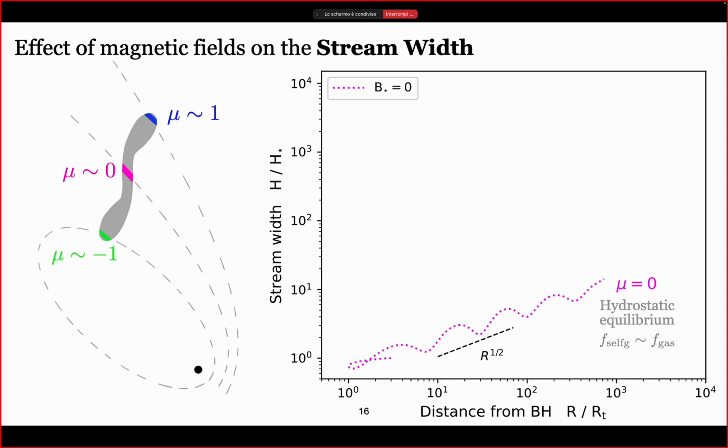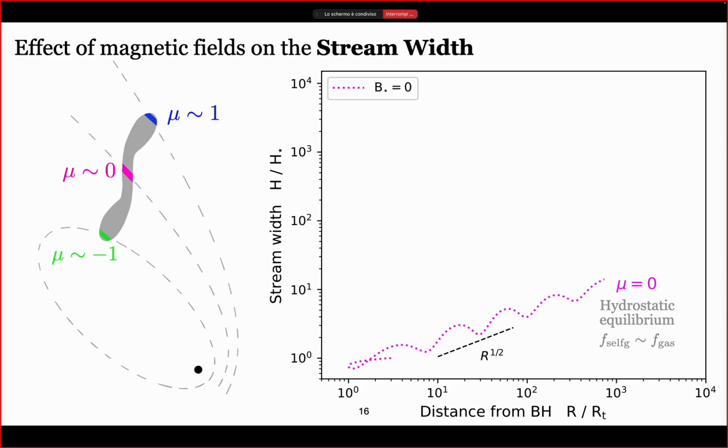So here, I show the result. On the y-axis, we have the width, and on the x-axis, the distance from the black hole, which you can also think of as time. In the end, it can be thought of as a temporal evolution. And here I start by showing the result in the case where we do not have magnetic fields, and for a parabolic stream section. As you can see, the width oscillates around the expected scaling from hydrostatic equilibrium, so r to the 1/2.